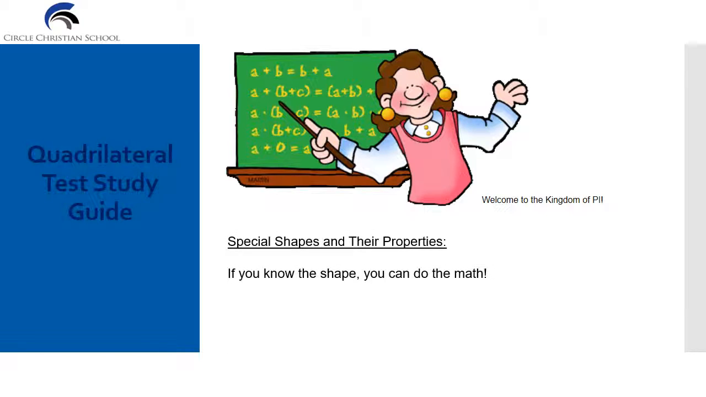The Quadrilateral Test Study Guide. Special shapes and their products. Know the shape, know what it does. Things either equal each other because of what the shape does, or they add up to equal something. In most cases, it will be 180 degrees. However, in a polygon, it is whatever the degree of all the angles equal.